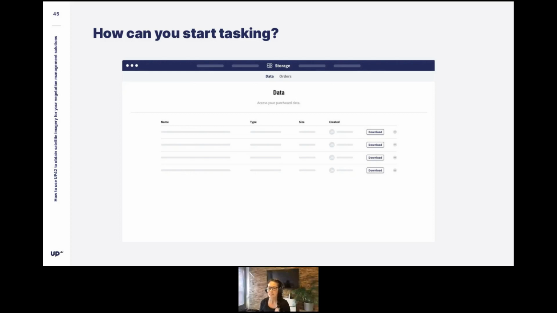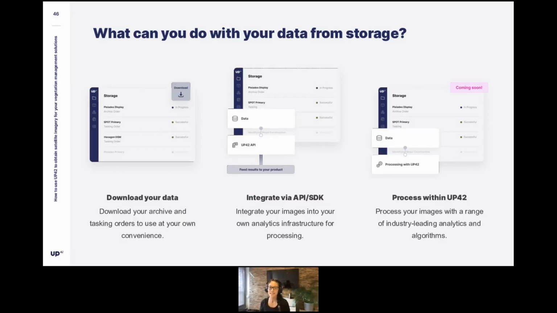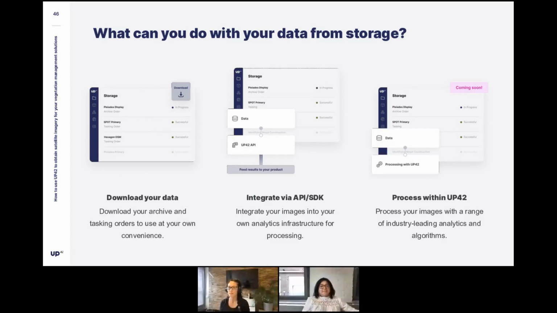And just like placing archived imagery through our catalog, you can expect to find your task orders delivered directly to your user storage, which acts as a nice collective space for all the data that you order through UP42. And once the data is delivered to your user storage, you can easily download your task data directly from the storage to your local machine, the user interface, or you can even access the data directly via the API or the Python SDK. From there, you can integrate your data into your own analytics pipelines for a more scalable approach.